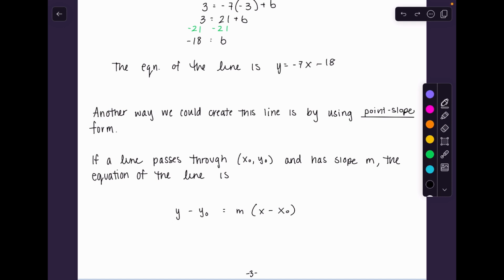So to dissect this, the x and y here are those variables. Those are going to stay as the letters, because these are going to be the different coordinates that it passes through. But this x0, y0 are going to be numbers. It is the fixed point that the line passes through that you're given.